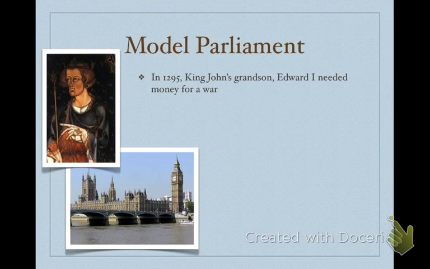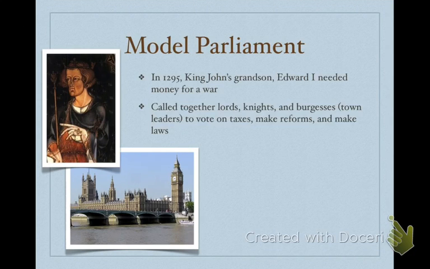Now we know that the Parliament is the ones that have to pass the tax. So he's going to call together the lords, the knights, and burgesses. Burgesses are town leaders. He calls them together to vote on taxes and to make other reforms and other laws, because he cannot pass the law or pass the tax on his own. He has to call them together. And what we have is our two houses of Parliament, what's established at this point.